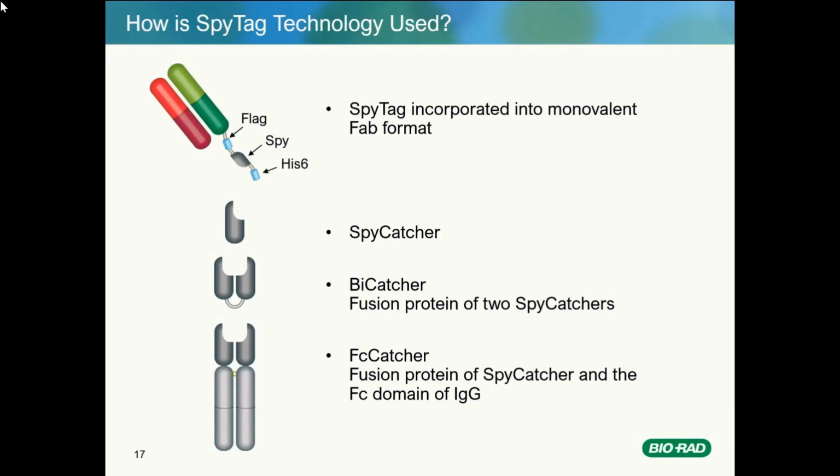And we have a menu of catchers. For example, the SpyCatcher can be site-specifically conjugated to biotin, enzyme, or fluorophore. It can be fused to a second catcher to make a bivalent mini antibody, or the SpyCatcher protein can be fused to an IgFc to make a full-length IgG-like molecule. And we have SpyCatcher proteins fused to the Fc domain of, for example, human, mouse, and rabbit.